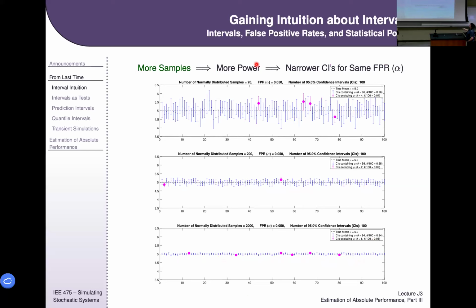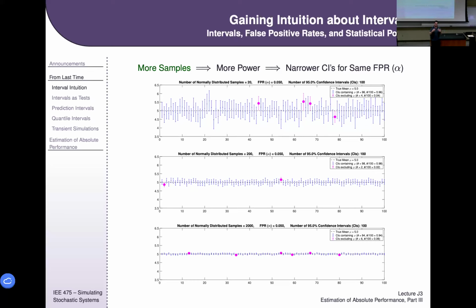So notice that here, I had more budget, so I could run it for 200 replications. Here, I didn't have that much simulation budget or experiment budget. I could only run it for 20. Here, I had enough budget to run it for 2,000 replications.